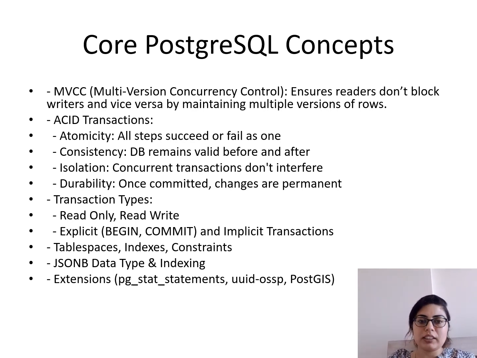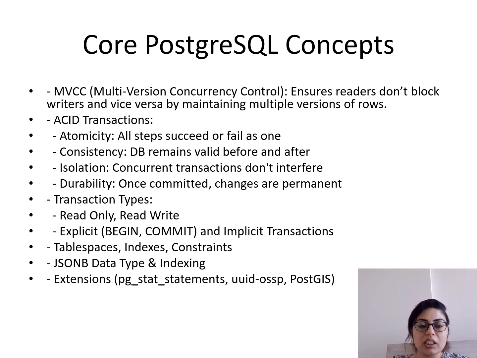Okay, all steps should either succeed or fail. The DB should remain consistent after or before changes. Isolation is that transactions should be isolated, and durability is that if you are committing, then changes should be permanent. There are many transaction types: read only, read write. Either you are reading or you are reading and writing. Explicit means you use begin and commit, and there are implicit transactions.